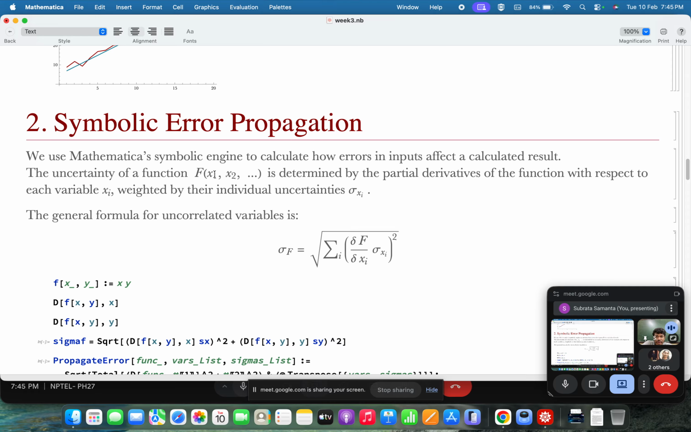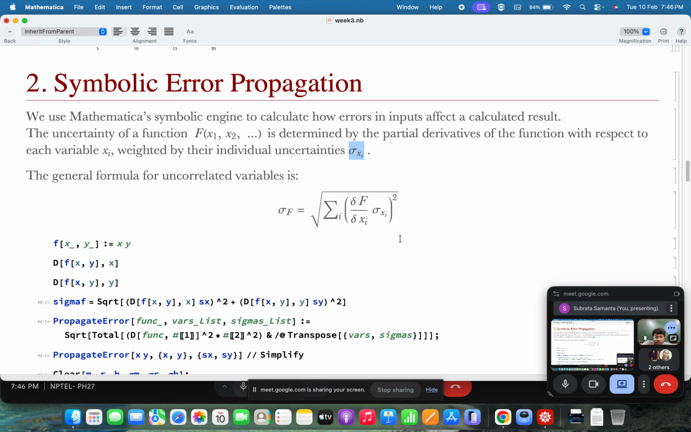The error of the function F you can calculate in this way: the sum over i of the partial derivative of F with respect to each variable xi, multiplied by the error of the individual xi, sigma xi, and then the whole squared. So, this is the formula. Note that this is for uncorrelated variables, so x1 and x2 are not correlated. If they are correlated, then this formula changes; I will come to this point. First I will discuss uncorrelated variables x1 and x2.